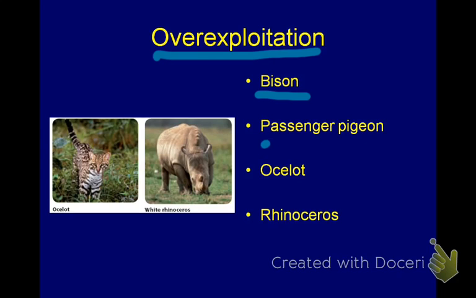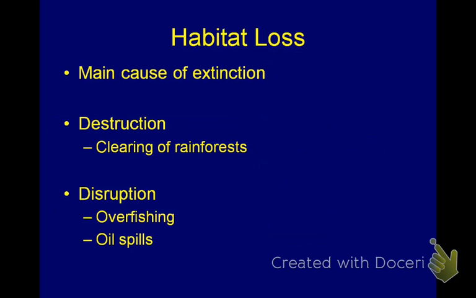Passenger pigeons, extinct. We used them to our own advantage, and they have died out. These are endangered species, ocelots, and rhinos. The rhinoceros horn is thought in some cultures to have medicinal properties, heal sicknesses and diseases, and because of that, rhinoceros are hunted for their horns. So that's overexploitation.